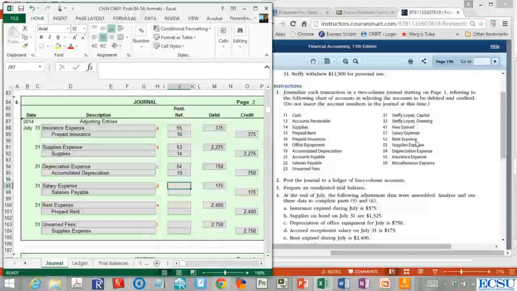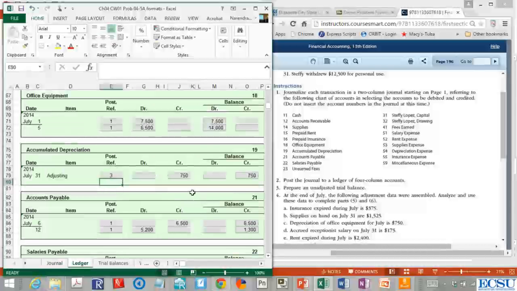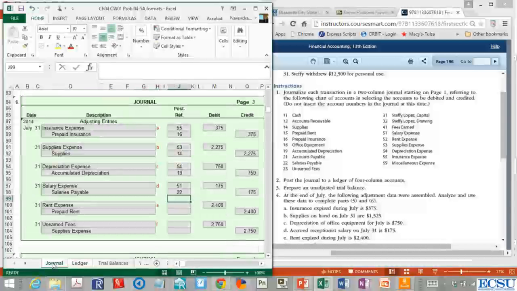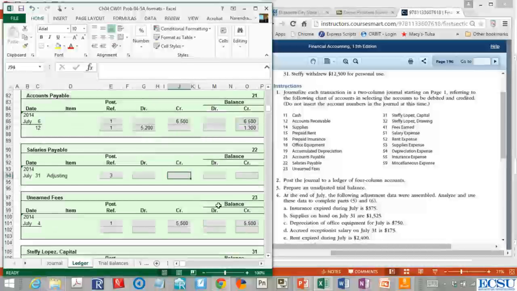D part is salary expense is 51, and salaries payable is 22. So let us go to the ledger and write that 51. Here 22 is just here, so let's finish that. 31, and this is adjusting, and its posting number 3. Salary payable was a credit of how much? Credit of 175, and then of course this also will be a 175 credit balance, so that is taken care of.